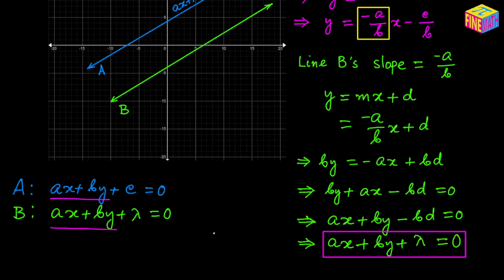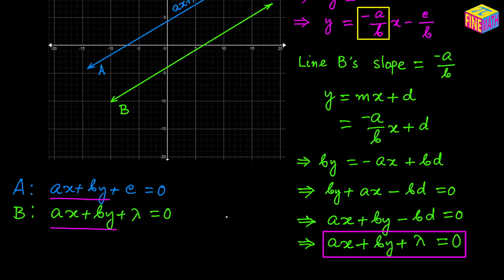So anytime you have to come up with the equation of a straight line which is parallel to another given line, you can easily come up with the equation like this: ax plus by plus lambda. You do not want to use the c, you want to use another variable lambda, and that will give you all the possible lines which are parallel to the given line.